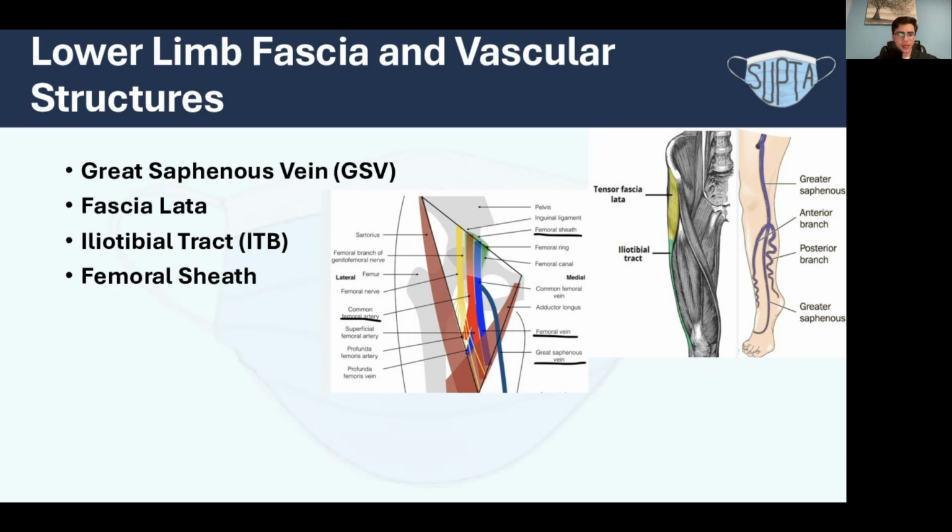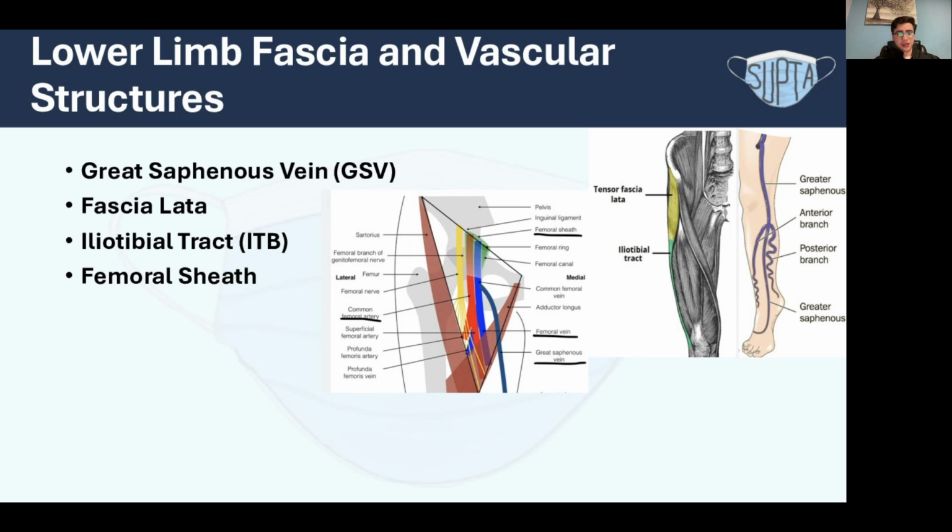Obviously, especially in the lower limb, when blood goes back to the heart, it goes against gravity. So it needs some sort of assistance, and it can't just rely on diastolic blood pressure to go back to the heart. One way it can be helped is the muscle contraction that is assisted by the fascia lata. So that obviously helps with venous return.